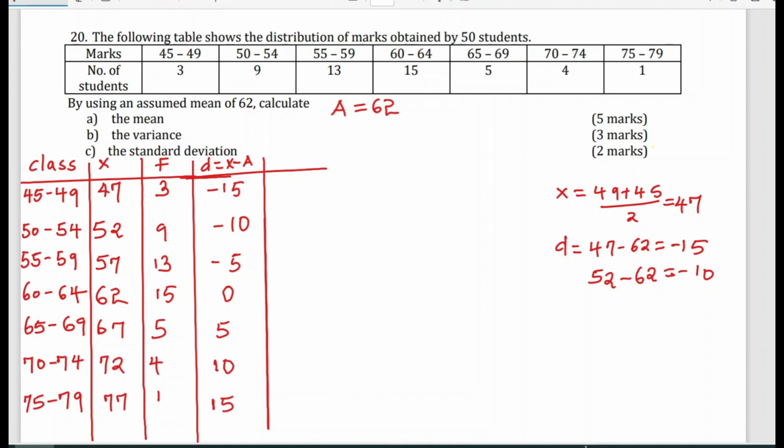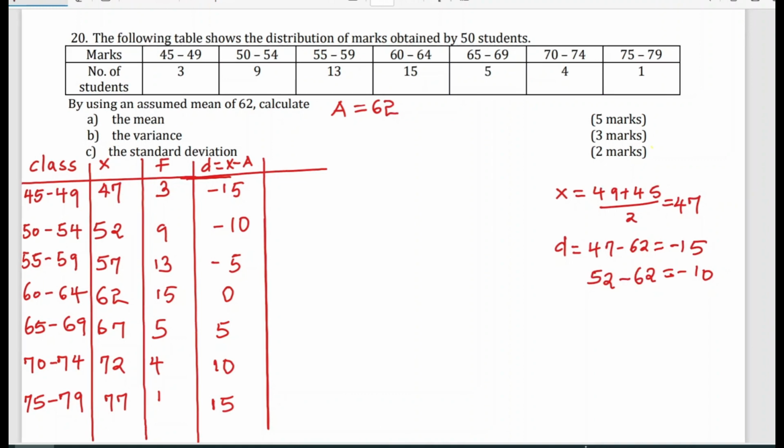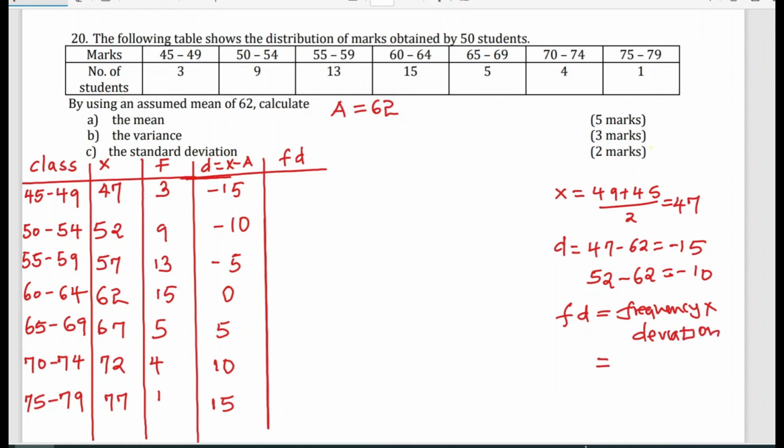And now after this, we are going to have what we call FD. FD is simply the frequency times the deviation, D. So for my first case, this will be 3 times negative 15, which is negative 45. Let us now continue. 9 times negative 10 is negative 90. This one will be negative 65.